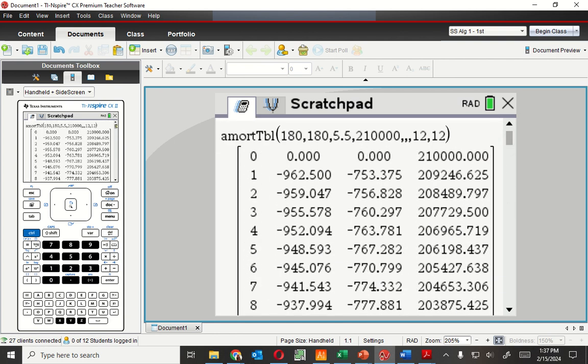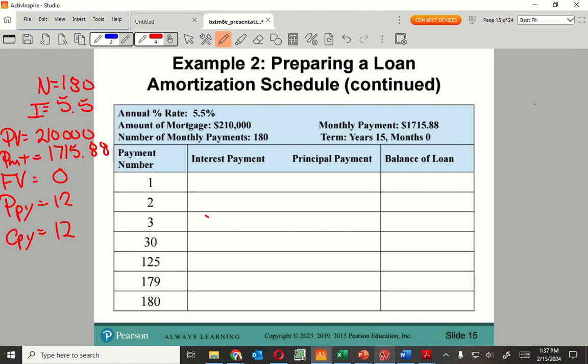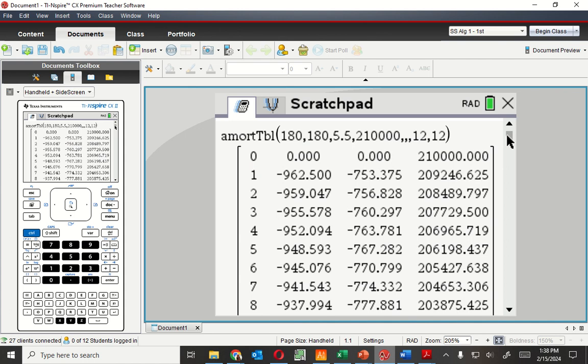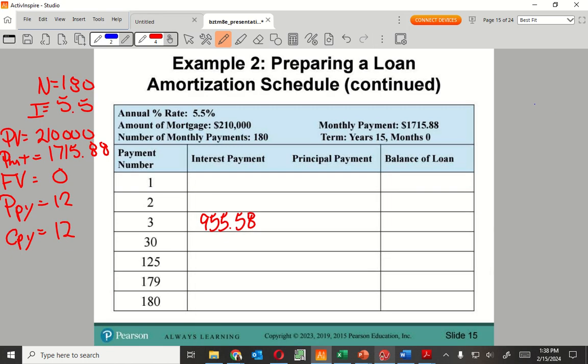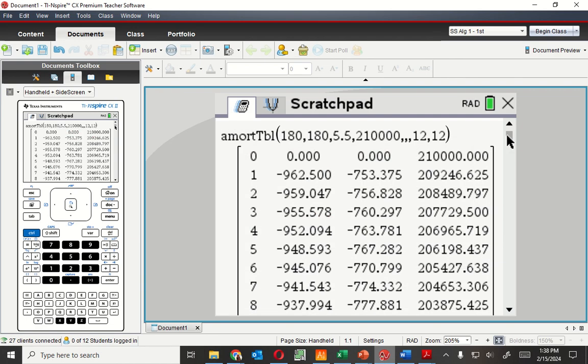So I get 9, 5, 5, 5, 6. No, wait, 6. 9, 5, 5, 5, 8. Look, all the answers are here. Next one is going to be 760.30. And my overall balance at that time for the third payment is going to be 207,729.50.